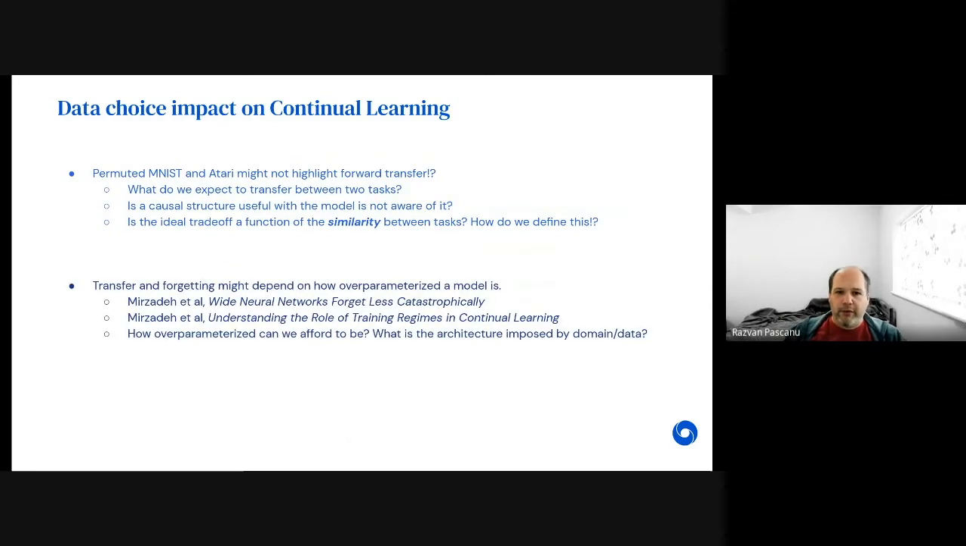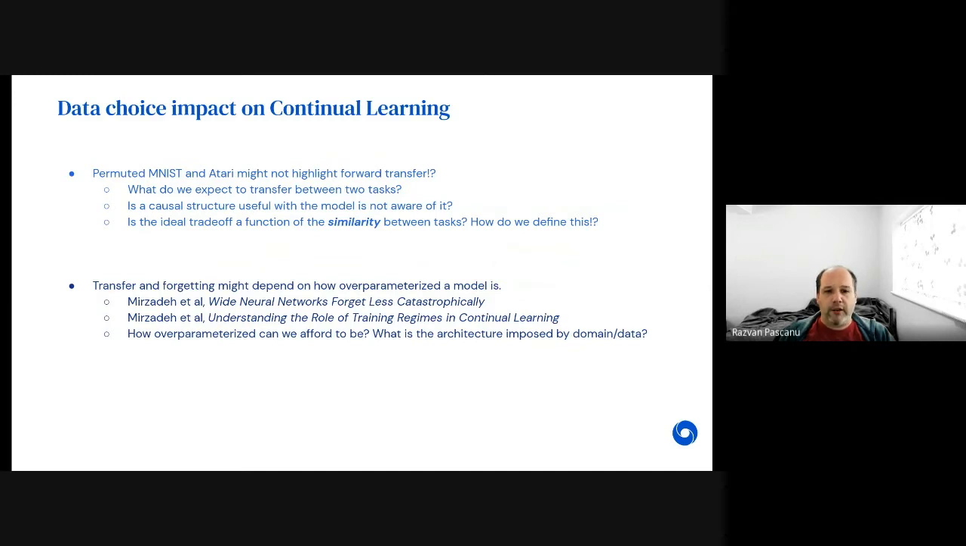Also, as I hinted before, the transfer or even forgetting can depend on architecture and optimization choice. For example, in these two papers by Iman Mirzadeh and colleagues, they showed that model size and optimizer can have a significant impact on the amount of forgetting or transfer, meaning that a CL solution might look more or less sufficient to solve the problem depending on the architecture you might be using.